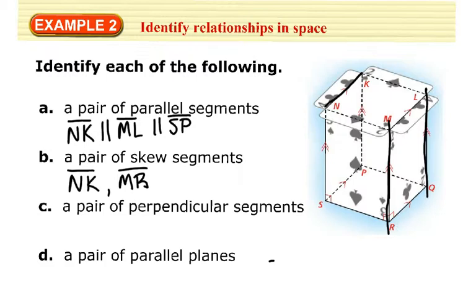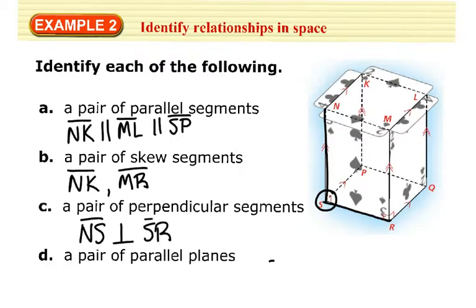Now let's look at the next one. We are asked to find a pair of perpendicular segments. Like I said earlier, any two of these lines that intersect each other at a right angle, that's denoted on your figure, are perpendicular segments. So let's look at this one right here. The two lines that intersect at that right angle are NS, and it's perpendicular to SR. There you go. There's a pair of perpendicular segments.